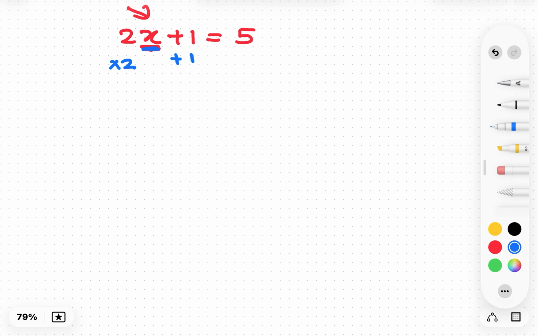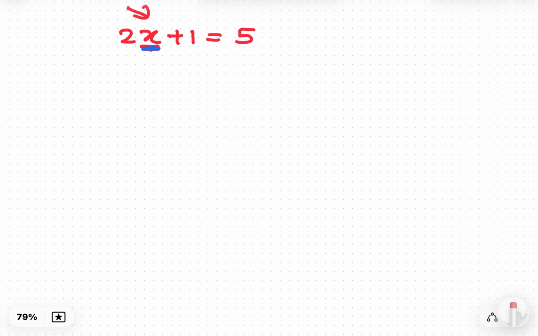Now, first, go step by step. The first step is to see if something is added to it or subtracted from it. First, detect whether something is added to it or subtracted from it. As you can see, one is added to it. So you need to do the inverse of it. And what is the inverse of addition? It is subtraction. So first subtract 1 from both sides so the equation remains equal.